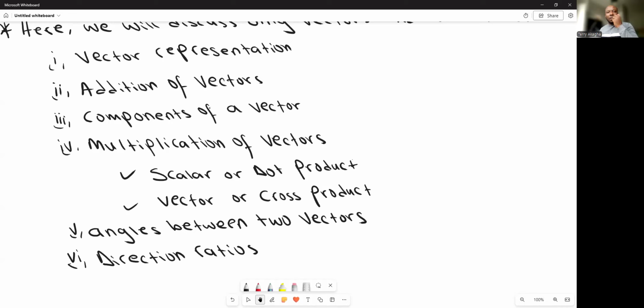I'll talk about the vector representation, how to represent vectors, the addition of vectors, the component of a vector. We talk about the x component, the y component, and the z component. I'll talk about the multiplication of vectors, the scalar dot products, okay? We talk about vector or cross products, the angles between 2 vectors, and direction ratio. There are more things, okay? But for this video series, I'm going to just stop at direction ratios. Maybe when I have more time, I'm going to talk about more concepts later. All right. So this is going to be the basics or the foundation for you to build on in understanding the concept of vectors. All right.